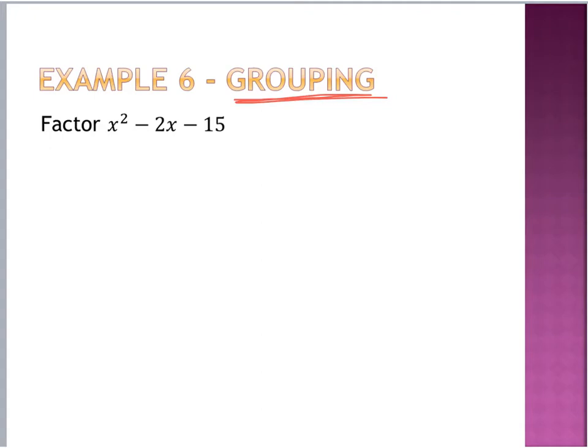We're going to start out by looking at how to factor x squared minus 2x minus 15. Now remember, this is really like saying ax squared plus bx plus c. So in this case, our a value is going to be 1 because I really have 1x squared. Our b value is a negative 2, and our c value is a negative 15.